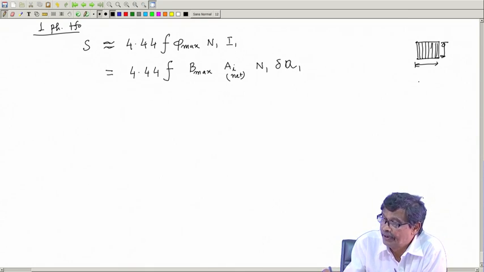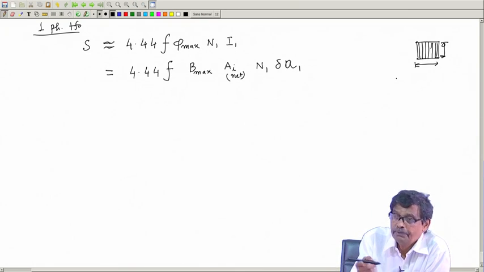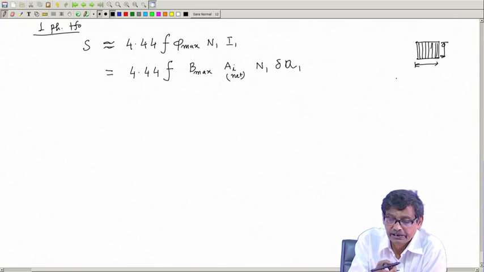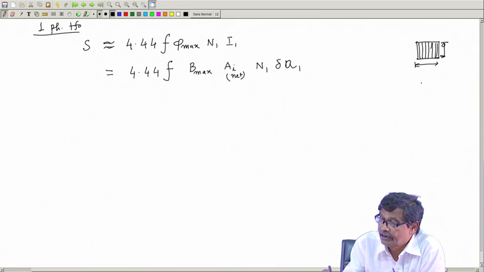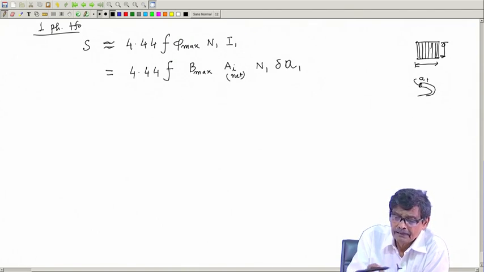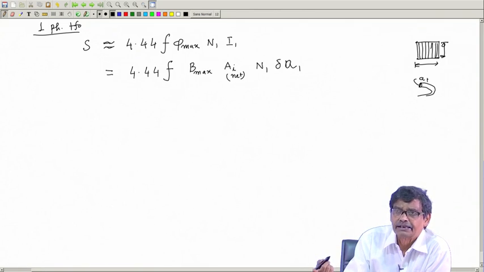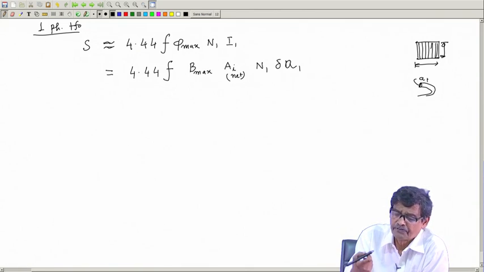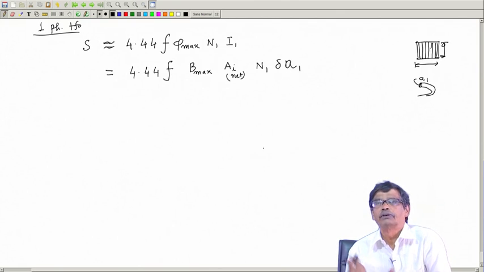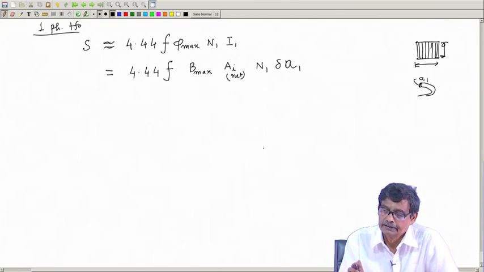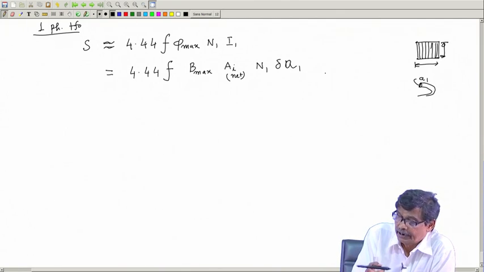What is A1? A1 is the LV side copper wire you are using, side 1, the cross sectional area of the wire which makes your turn. Are you getting this area A1? I could write it in terms of secondary also, 4.44 A phi max N2 I2, but one side will do because I know N1 I1 equals N2 I2. So, this is the thing. Let us understand each term.